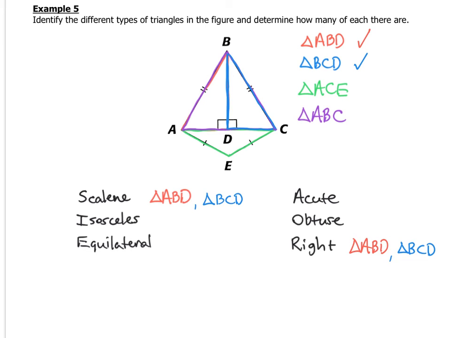Now let's look at triangle ACE. Triangle ACE has 2 congruent sides, one here and one here. So I can call that an isosceles triangle. It also has an obtuse angle right here. So I could call that an obtuse triangle as well.